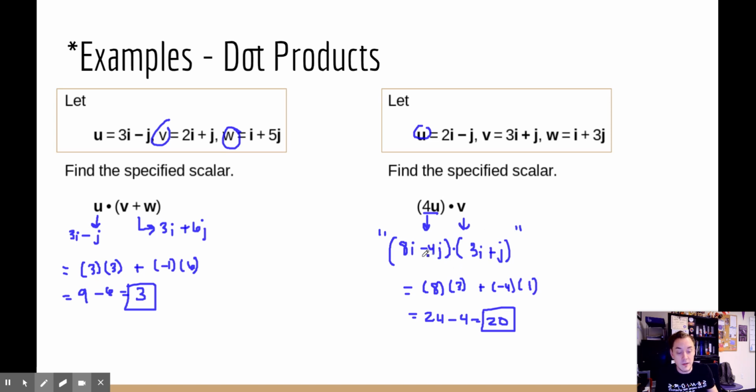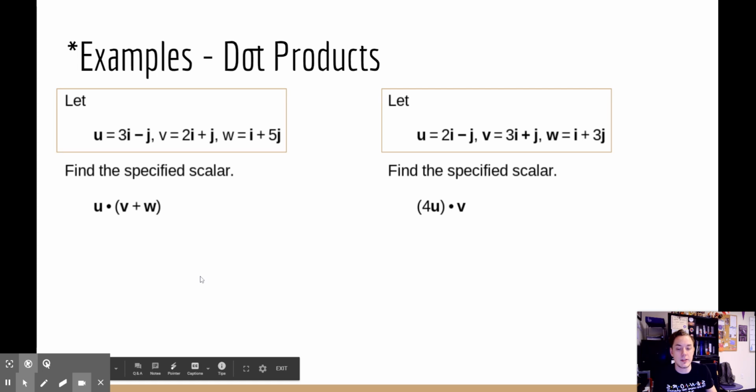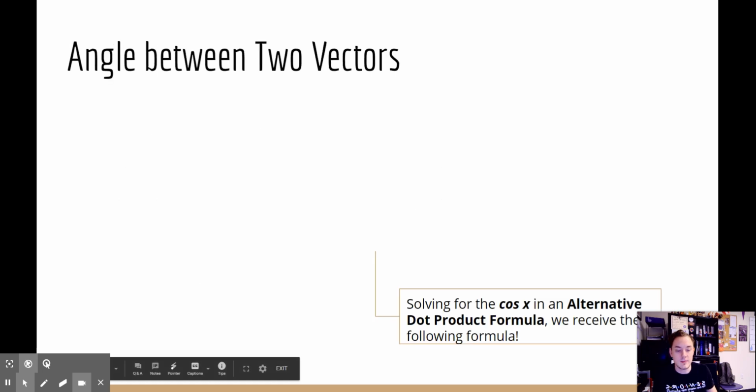That this is now my 4u. This is my v. I want to find the dot product between them. So 8 and 3 multiplied together, negative 4 times 1 multiplied together. 24 minus 4 is 20. Okay? Sweet. If you got that, you're amazing. If you didn't get that, then you're still amazing. Keep trying.